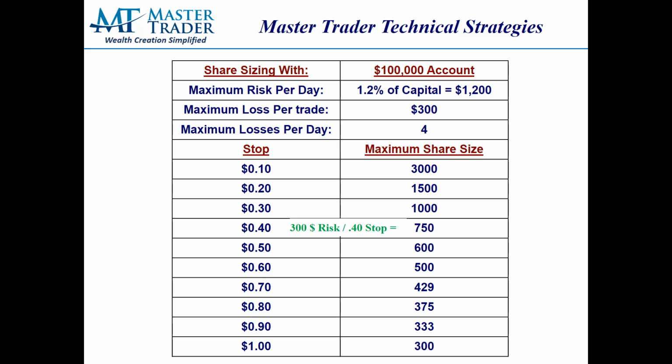So here, you can see one of our calculations in this simple table, where your stops are and your maximum share size, where I've got a $300 risk, and if my stop is 40 cents, I can trade 750 shares. That would be my share size to execute the trade.